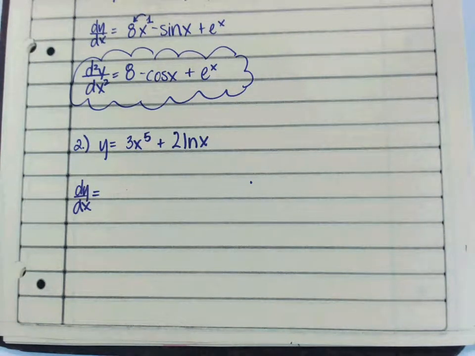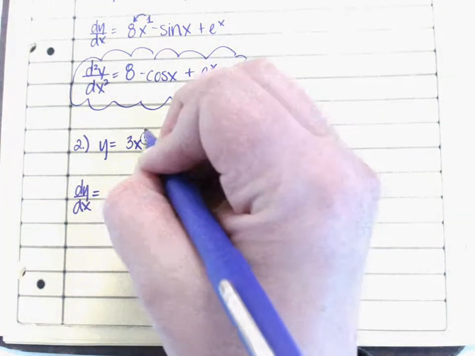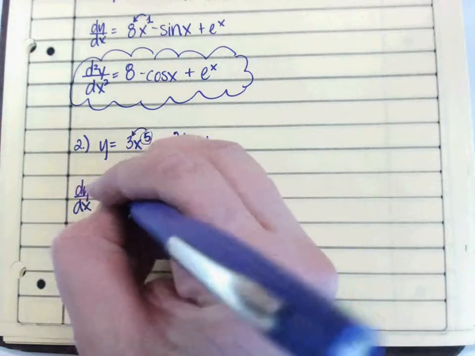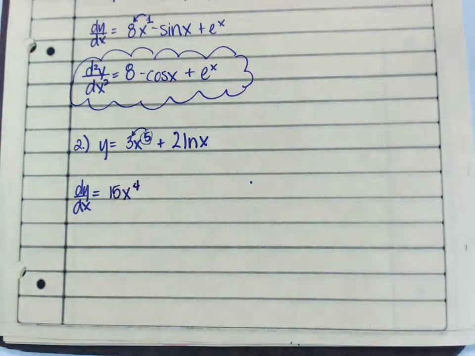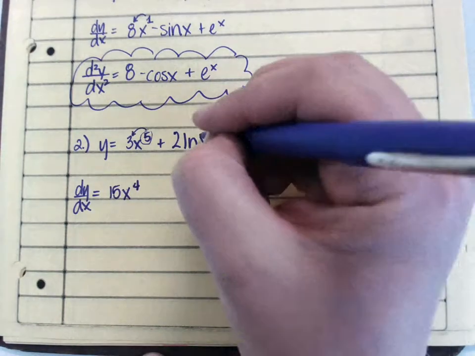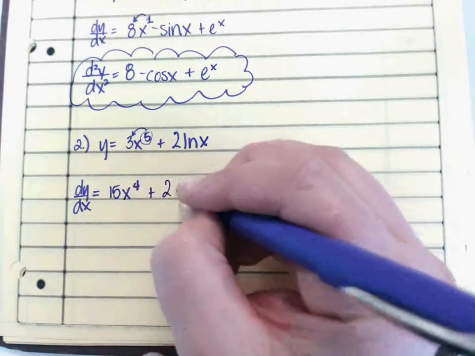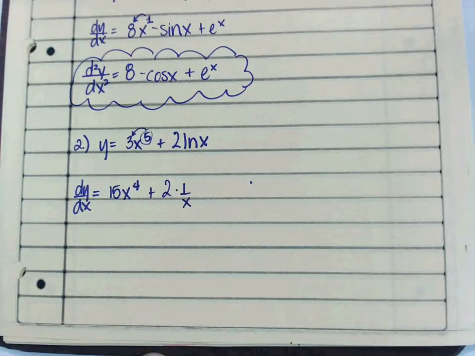Okay, so first one, 3x to the 5, power rule. You multiply this guy down. 5 times 3 is 15x to the what? 4. You take 1 off, right? Okay, then I get to 2 ln x. What's the derivative of ln x? 1 over x. So it's 2 times 1 over x.